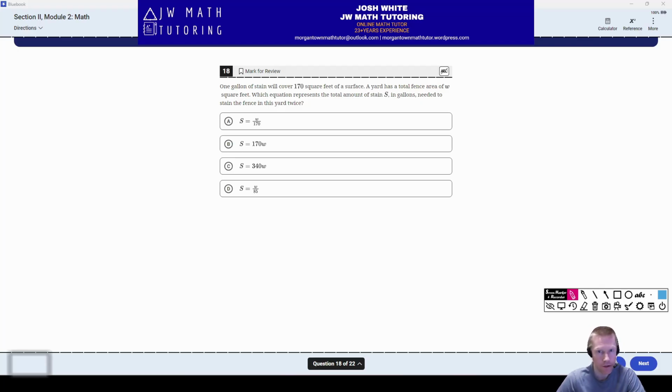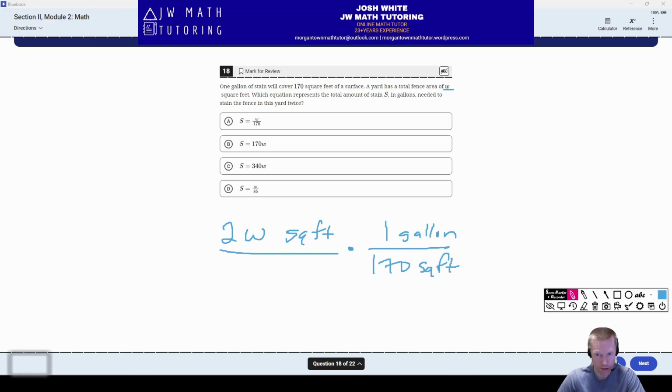Basically, you are staining this fence in the yard twice, okay? And the total area of the yard is W. So therefore, you are staining 2W square feet in total. All right, so that's what I'm starting out with. We're going to do this one as a unit conversion problem. Now, we're staining that many square feet, and then what we know is 1 gallon will cover 170 square feet. So that's our conversion factor we're going to multiply by.